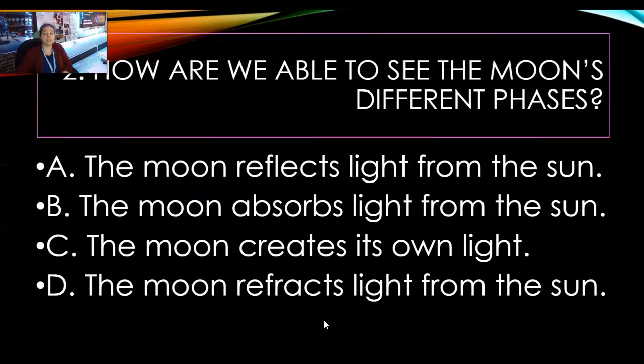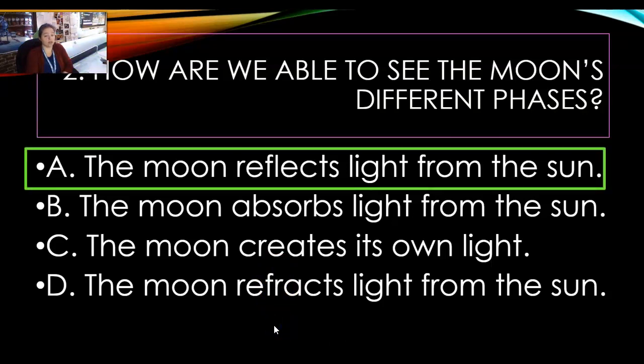How are we able to see the moon's different phases? The moon reflects light from the sun. The moon absorbs light from the sun. The moon creates its own light. Or the moon refracts light from the sun. This one's a little tricky because it could be like two things. It actually reflects, not refracts. Refracts would be bending the light. It doesn't do that. It doesn't absorb it, doesn't create it, it reflects it.